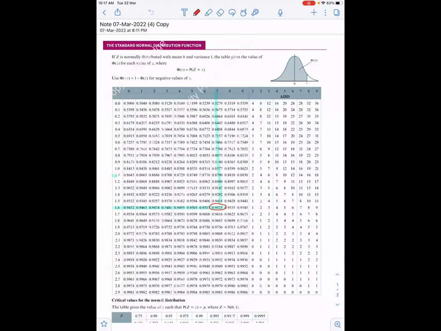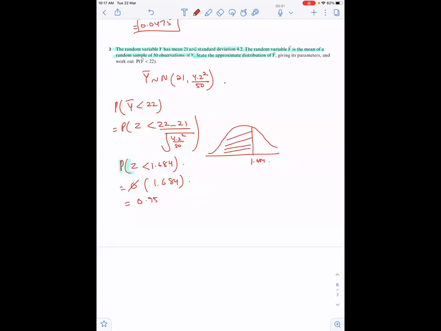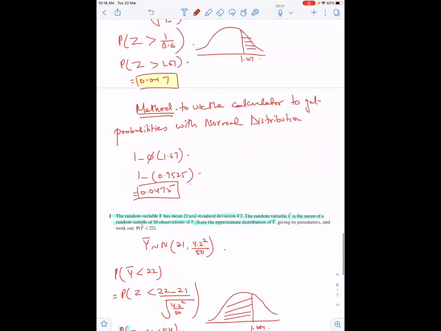1.684 would be in the same line. Take 1.68 from here and 4 from this column. We've got 4 here, so you have to divide this number by 10,000 and then add. 0.9535, you have to add 0.0004, which is 0.9539. Okay, the next question.